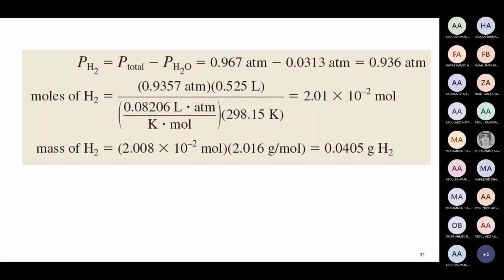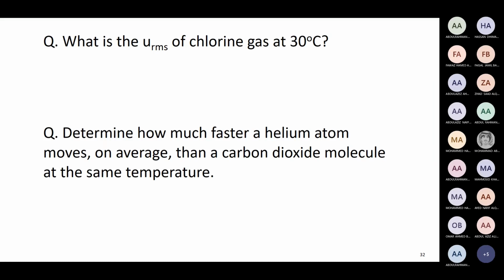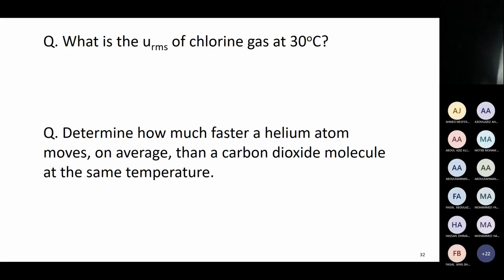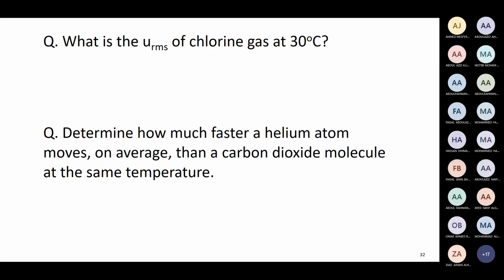Clear. Good. Let's solve this question very quickly. What is the URMS of chlorine gas at 30 degrees C? Go ahead and calculate it. Which law are you going to use? Square root of 3RT over the molar mass. But the molar mass must be what? In kilogram. So what's the mass of chlorine gas?